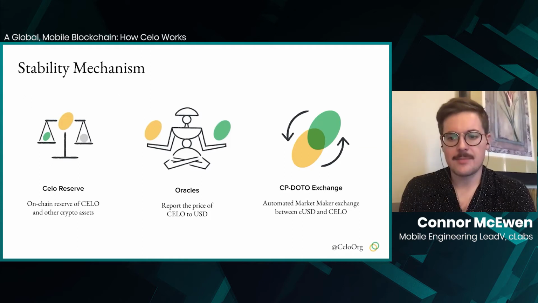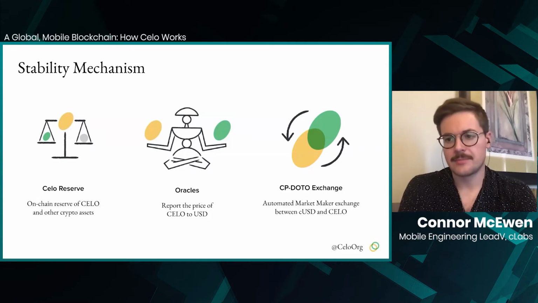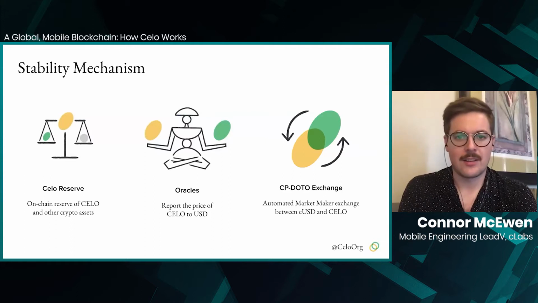And the last piece is what we call Mento, or our exchange. It's a type of automated market maker exchange that allows anyone in the network to trade between cUSD and Celo, and eventually other stable currencies.